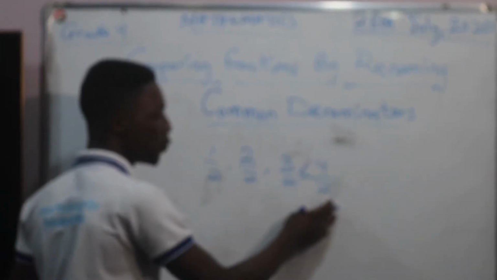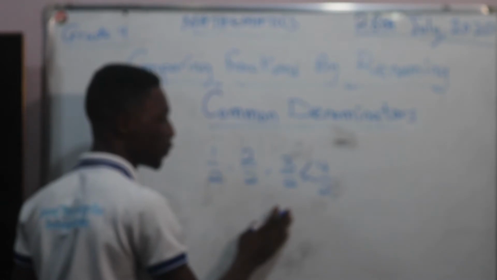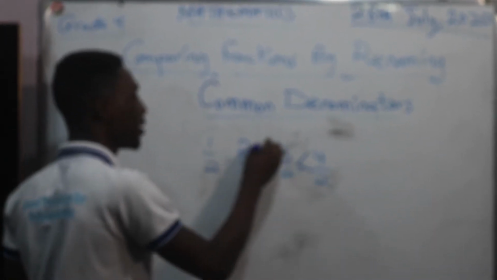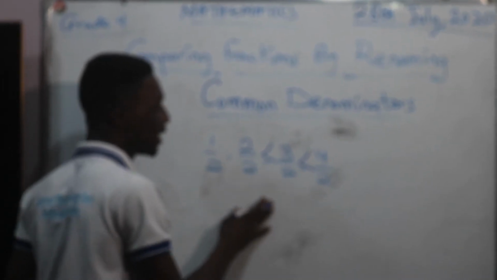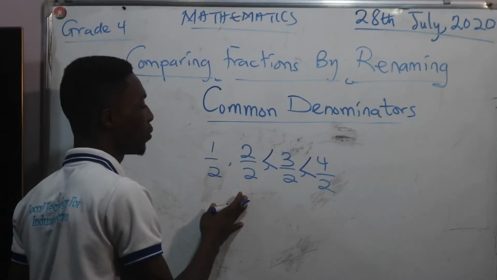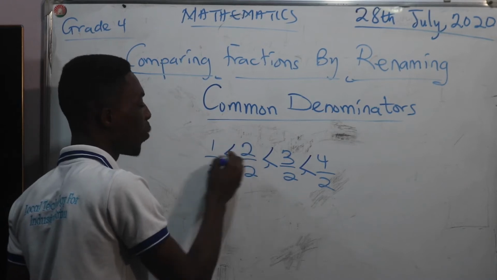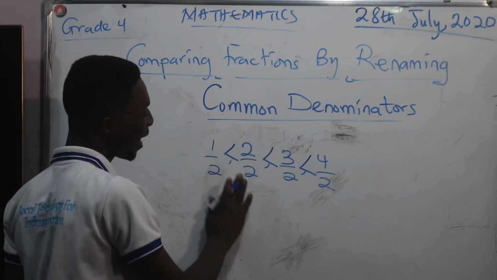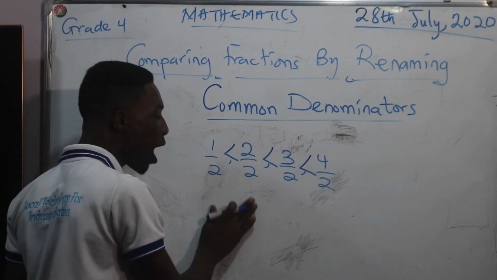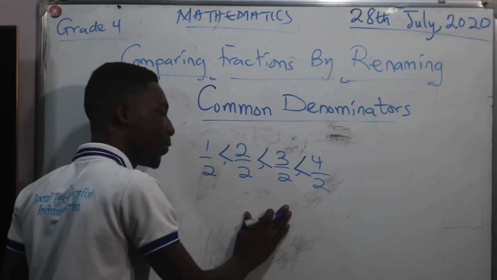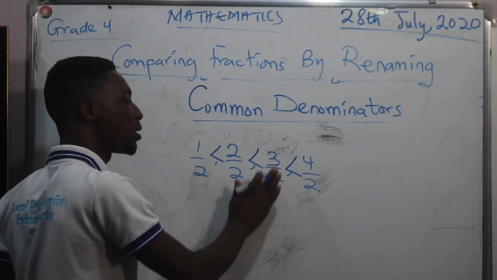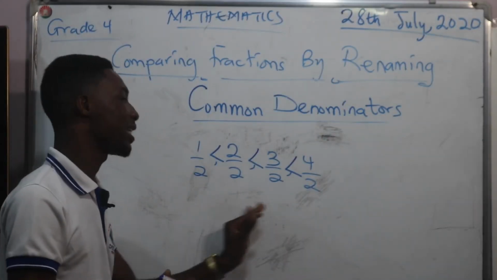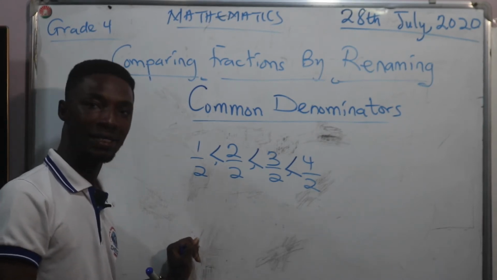4 out of 2 is greater than 3 out of 2. The same way 3 out of 2 is greater than 2 out of 2. And finally 2 out of 2 is greater than 1 out of 2. So we can also say 1 out of 2 is less than 2 out of 2, while 2 out of 2 is less than 3 out of 2, while 3 out of 2 is less than 4 out of 2. So this is in ascending order of magnitude.